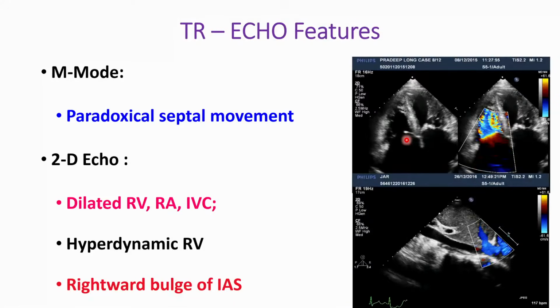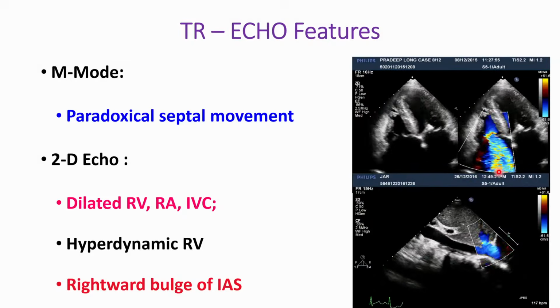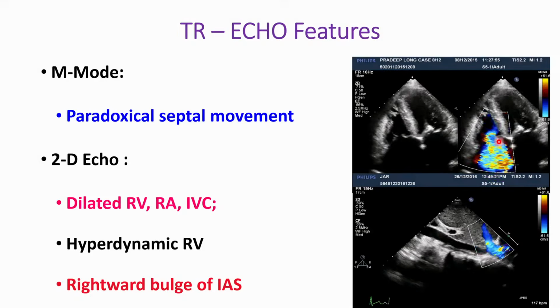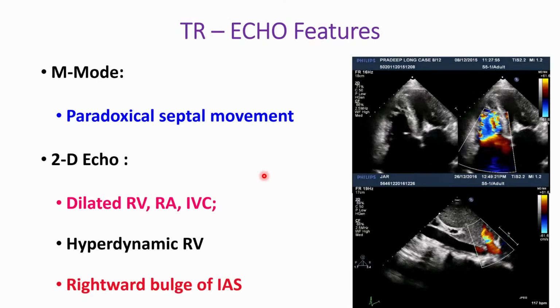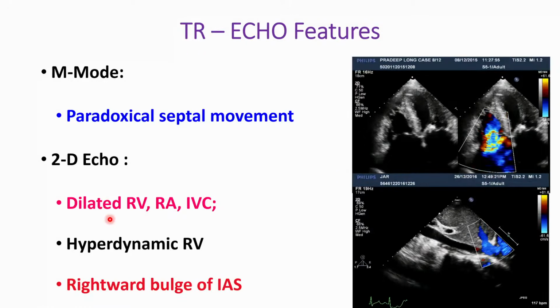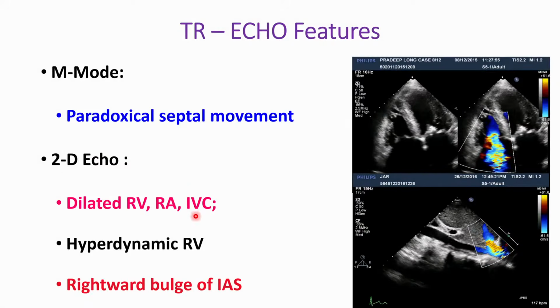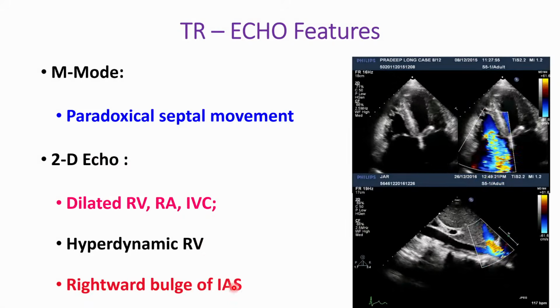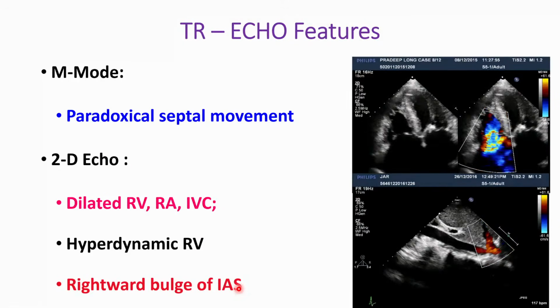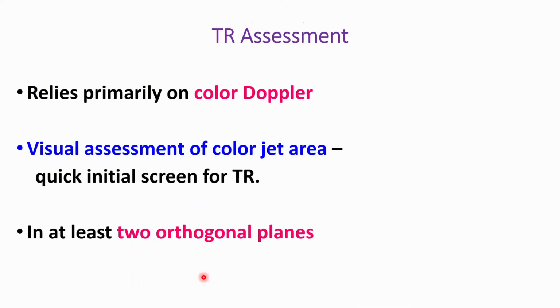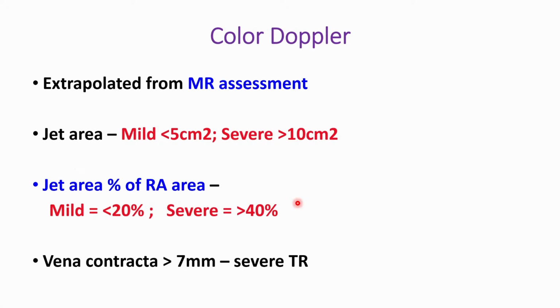So in these cases, based on the other parameters, if it is severe TR, then we may have to address this pathology also by going for tricuspid annuloplasty. When we call it severe TR, we look for a dilated RV, RA, dilated IVC, hyperdynamic RV, and rightward bulging of the interatrial septum. Other things we look for are measuring the vena contracta of the tricuspid regurgitation jet. If the vena contracta is more than 7 mm, it suggests severe TR.